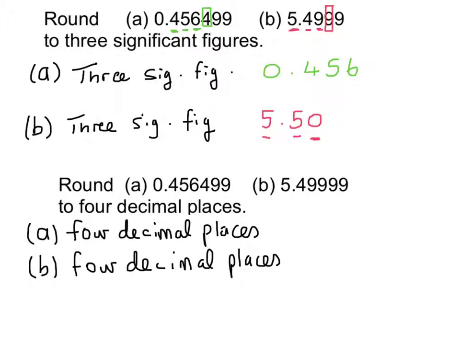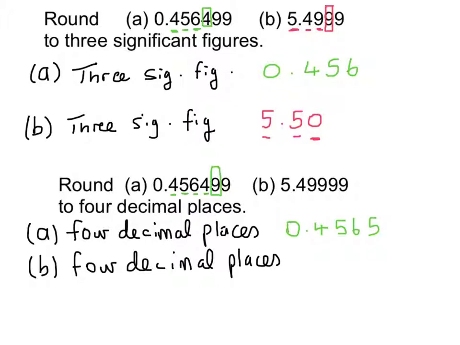Rounding part A to 4 decimal places. If I count the decimal places, 1, 2, 3, 4, and I go to the digit to the right of it, it's a 9. It's greater than 5, so you're going to add 1 to the 4. So the answer to part A is 0.4565.